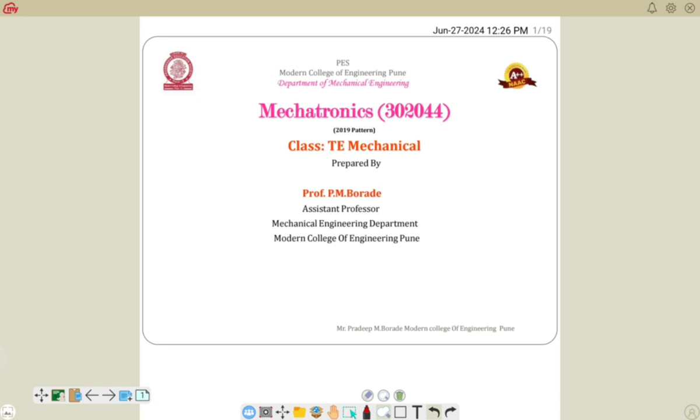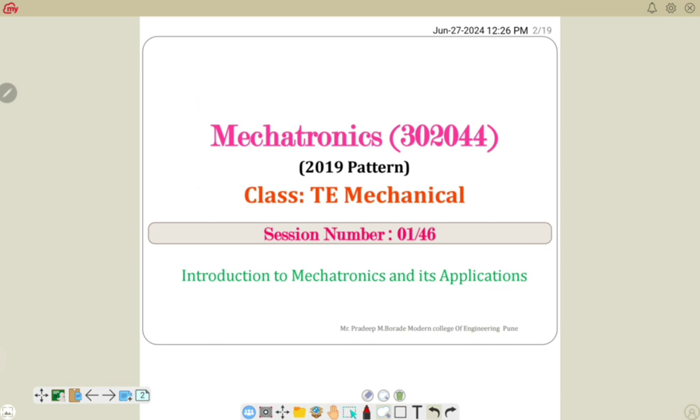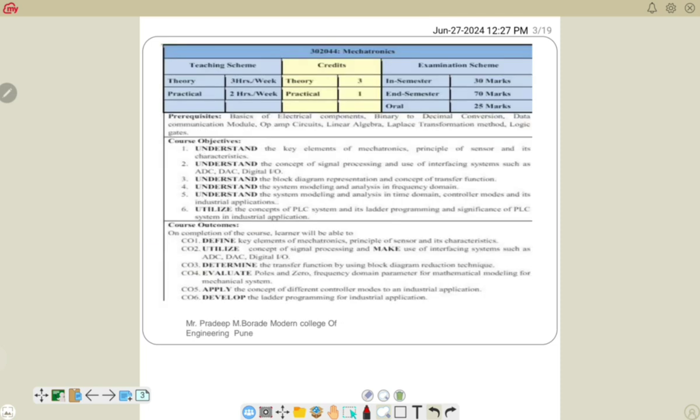So, today we are going to start the subject Mechatronics. This subject is for TE Mechanical Engineering. We will see the syllabus structure for this subject, that is mechatronics.